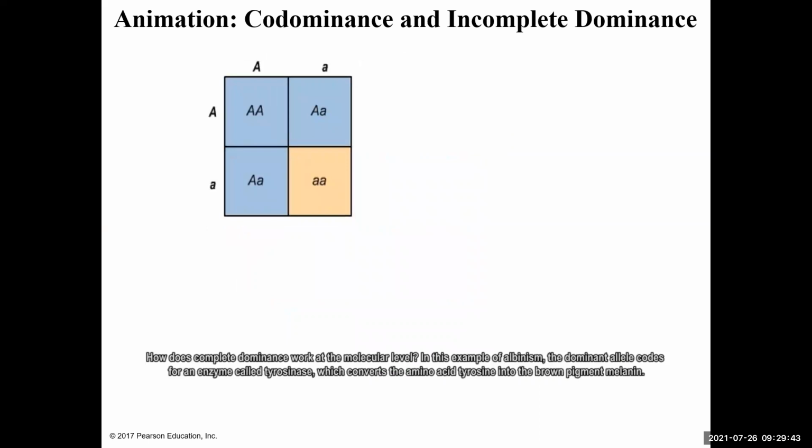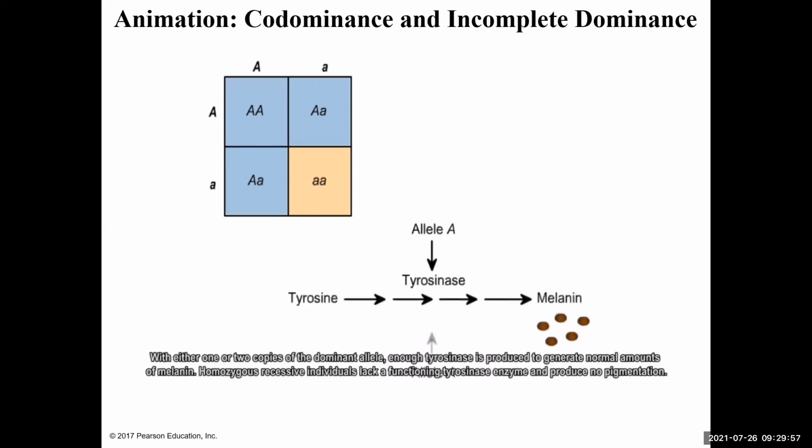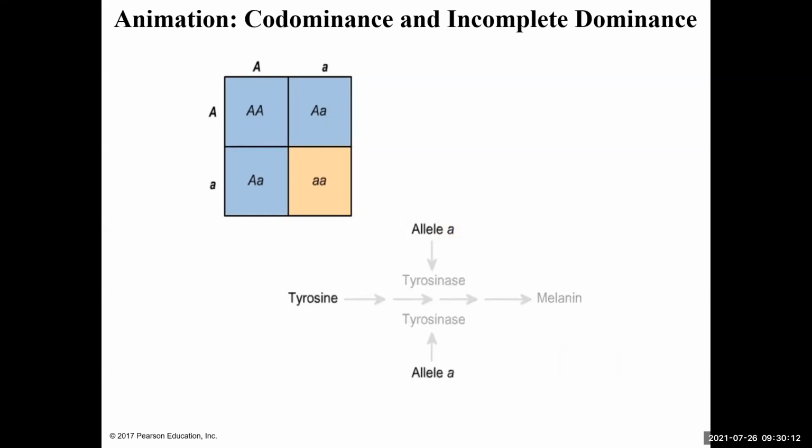How does complete dominance work at the molecular level? In this example of albinism, the dominant allele codes for an enzyme called tyrosinase, which converts the amino acid tyrosine into the brown pigment melanin. With either one or two copies of the dominant allele, enough tyrosinase is produced to generate normal amounts of melanin. Homozygous recessive individuals lack a functioning tyrosinase enzyme and produce no pigmentation.